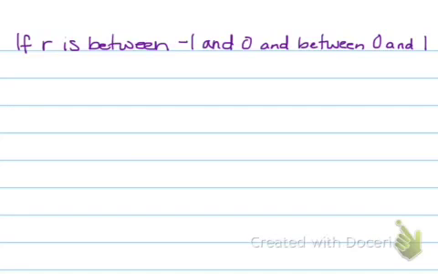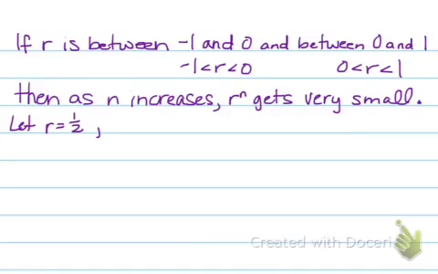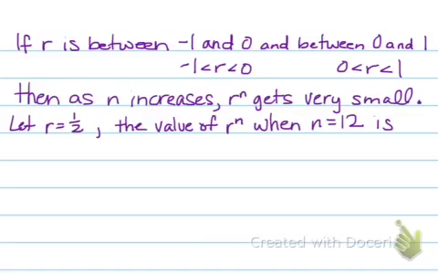So basically, for this to be true, for it to be equal to 1, we need r to be between negative 1 and 0 and between 0 and 1. So basically it needs to be a fraction or a decimal, negative or positive. So as n increases, r sub n is going to get very, very small. So for example, if we let r equal 1/2, then r is in between our parameters. It's in between 0 and 1. And we'll say that we'll let n equal 12.